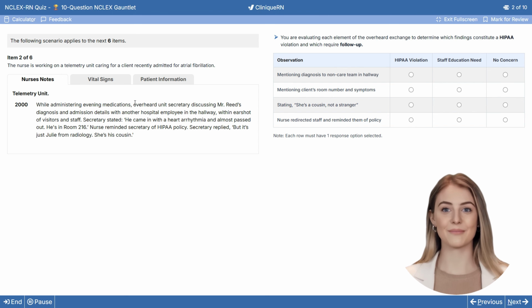Row 1. Mentioning diagnosis to a non-care team member in the hallway. First one. The secretary says he came in with a heart arrhythmia and almost passed out. She's saying this to someone who's not part of the care team. What's your call? HIPAA violation, staff education, or no concern?